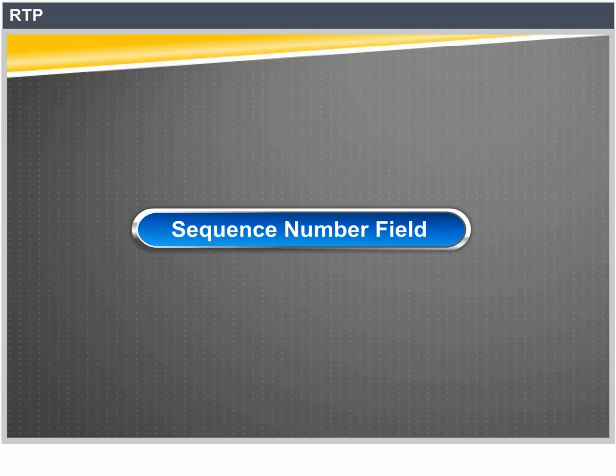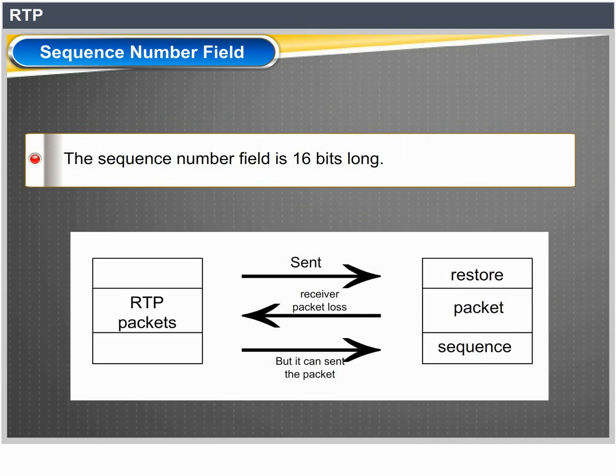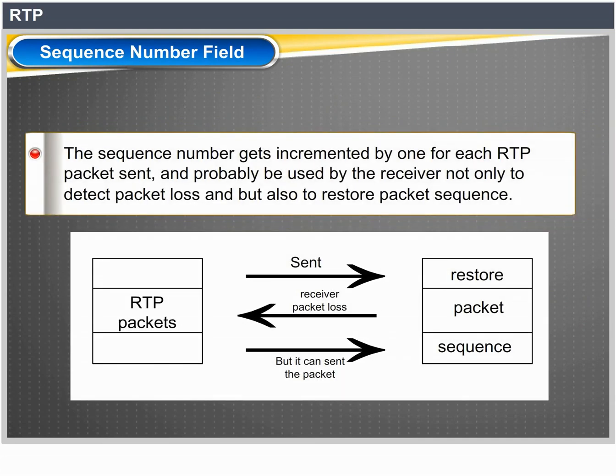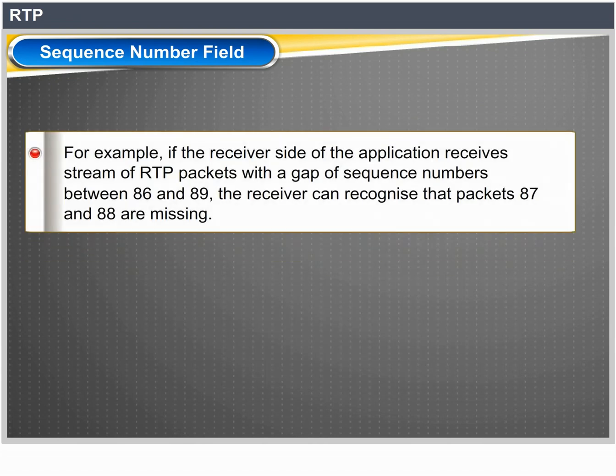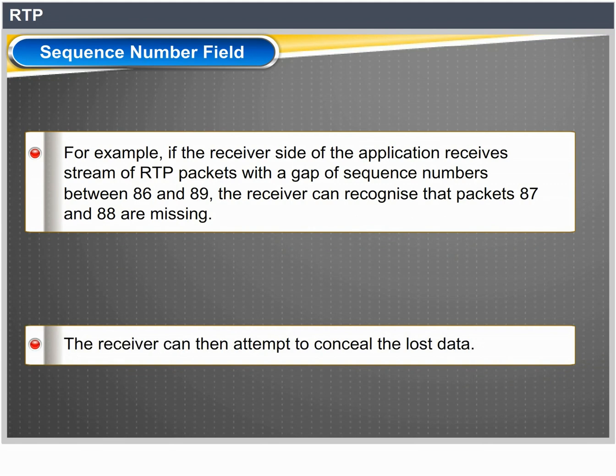Sequence number field. The sequence number field is 16 bits long. The sequence number increments by 1 for each RTP packet sent and may be used by the receiver to detect packet loss and to restore packet sequence. For example, if the receiver side of the application receives a stream of RTP packets with a gap between sequence numbers 86 and 89, then the receiver knows that packets 87 and 88 are missing. The receiver can then attempt to conceal the lost data.